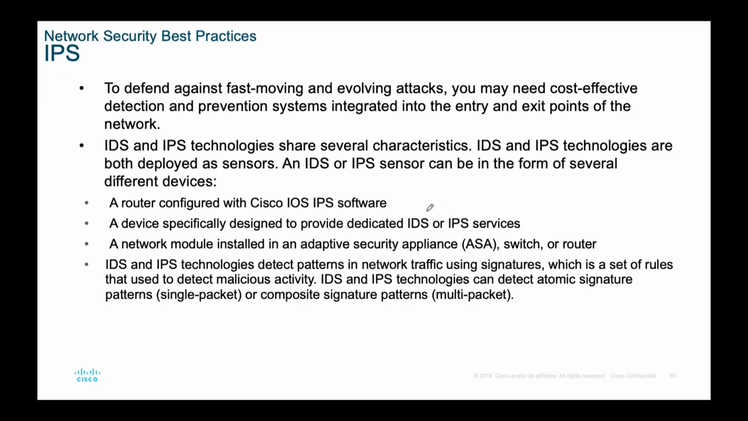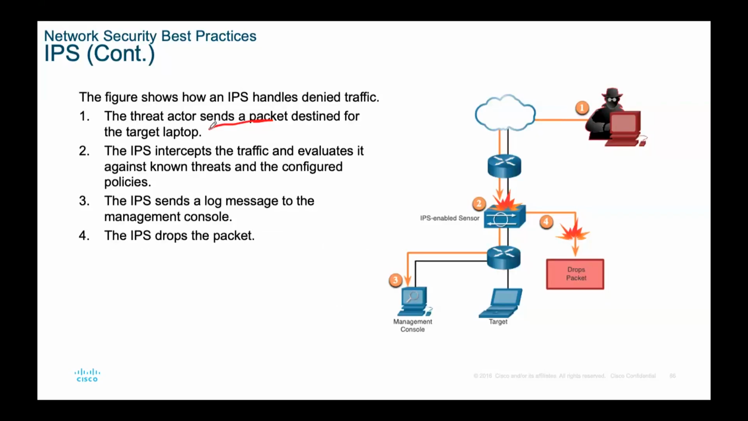The figure shows how an IPS handles denied traffic. The threat actor sends a packet destined for a target laptop. The IPS intercepts the traffic and evaluates it against known threats and the configured policies. The IPS sends a log message to the management console. The IPS drops the packet.